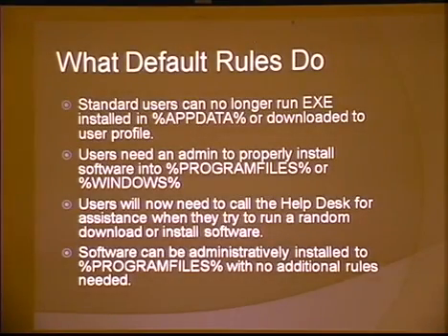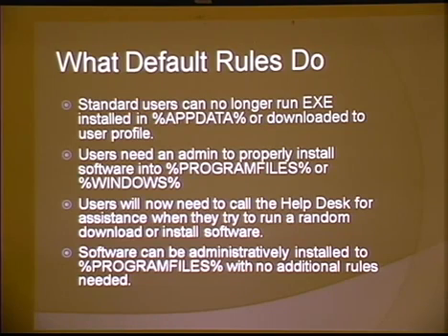Now, if we've done all what I've just said, we've limited admin use and we've implemented the default rules. Where are we? Well, standard users can no longer run any executable that's installed in app data or downloaded into the user profile. When they want to do something like installing software, they're going to have to trigger a call to the help desk. So we need to have some training with our help desk to say, when an end user calls and says, this isn't running, can you help me? Don't just right-click and choose run as admin. Escalate the issue. Someone needs to vet that application and say it's something we actually want.